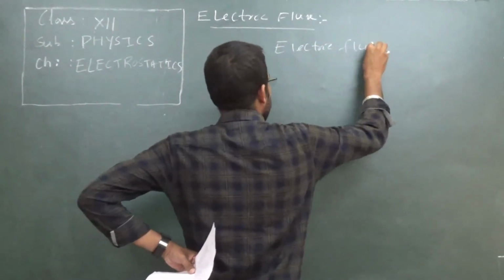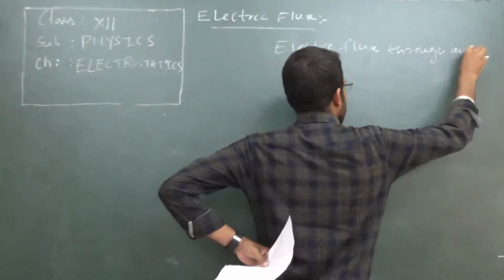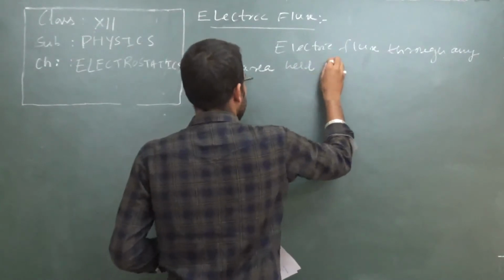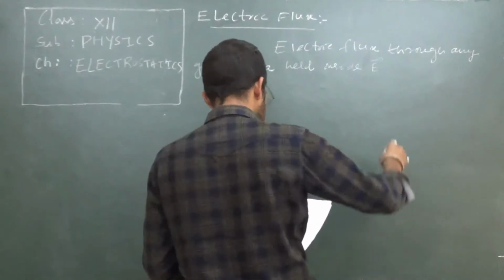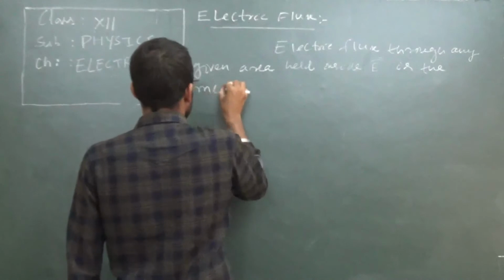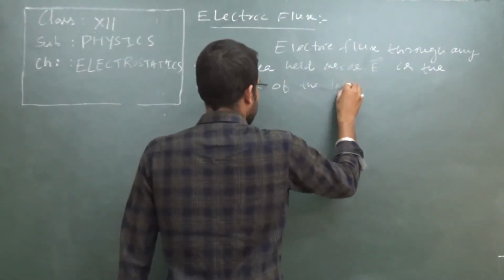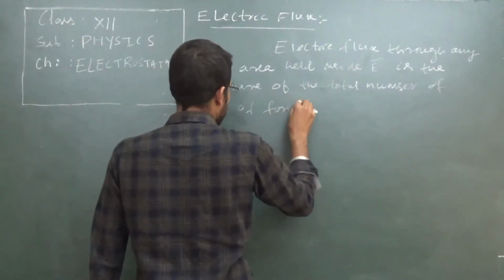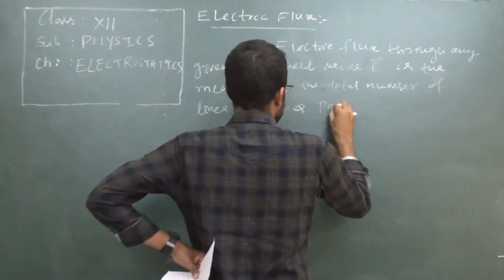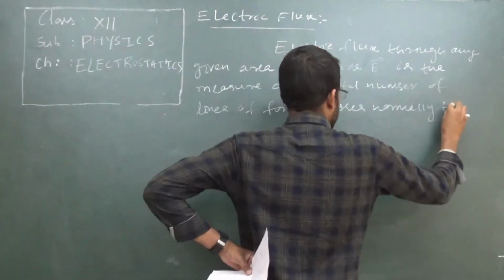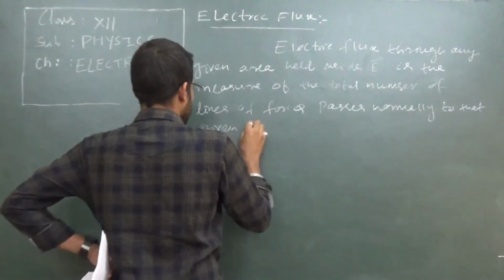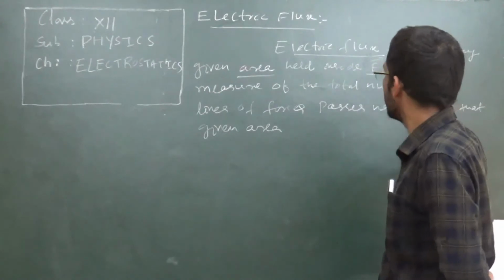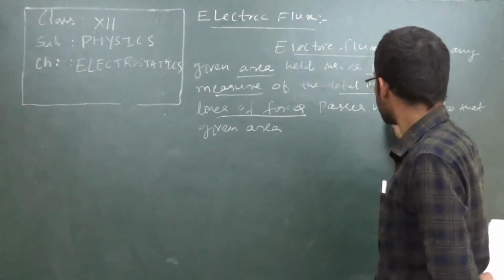Electric flux through any given area held inside an electric field is the measure of the total number of lines of forces passing normally to the given area. So this is the definition. Electric flux through any given area held inside electric field is the measure of the total number of lines of forces passing normally to the given area.